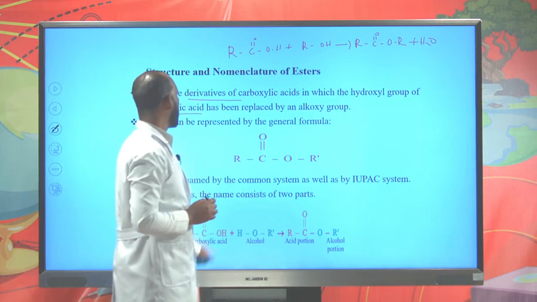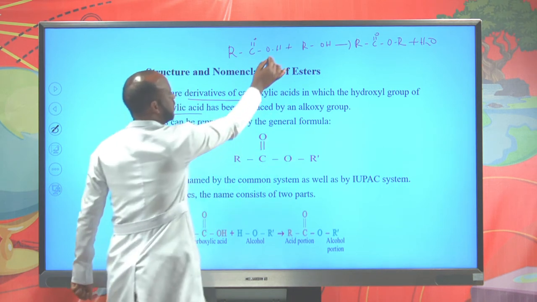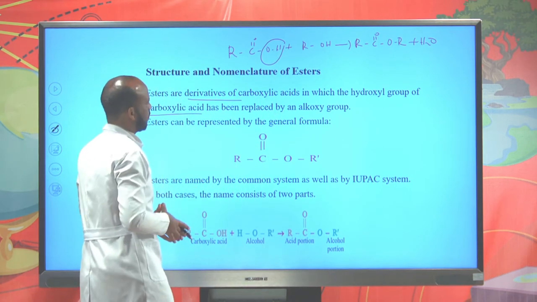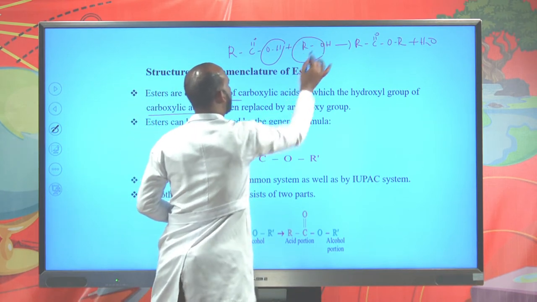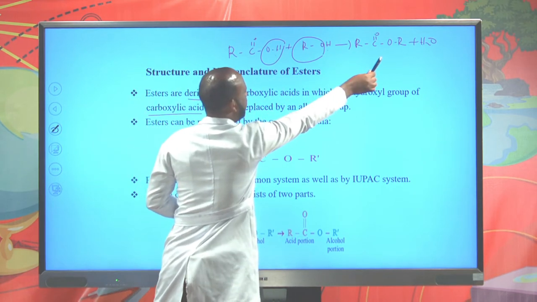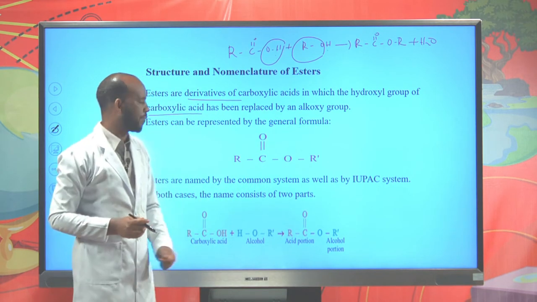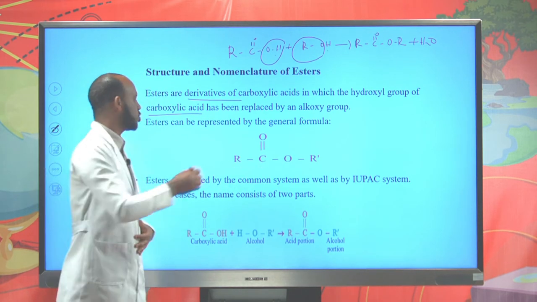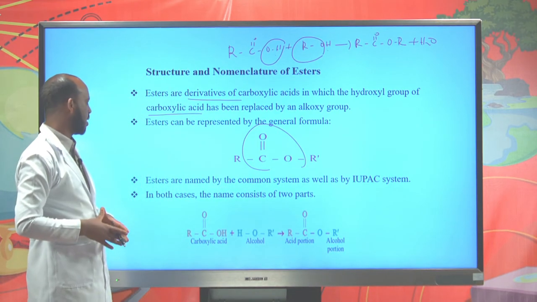plus water, you see. Esters are derivatives of carboxylic acids, in which the hydroxyl group of the carboxylic acid has been replaced by an alkoxy group to form ester and water. OH plus hydrogen gives water. Esters can be represented by the general formula RCOOR'. See, the functional group of an ester is COO.